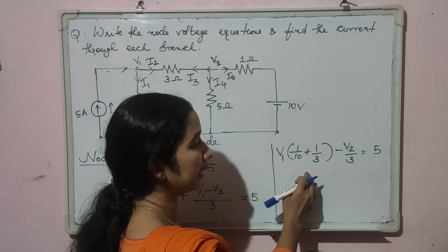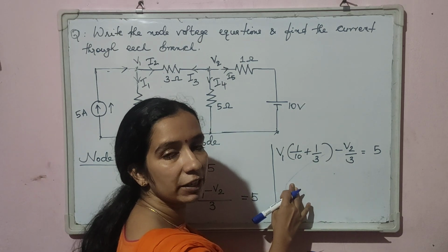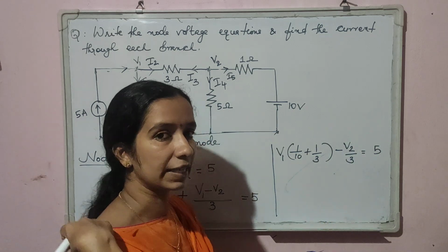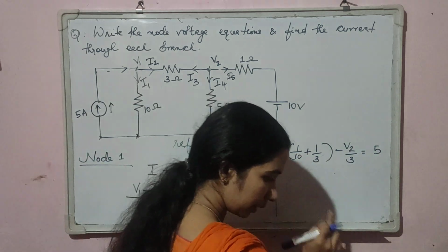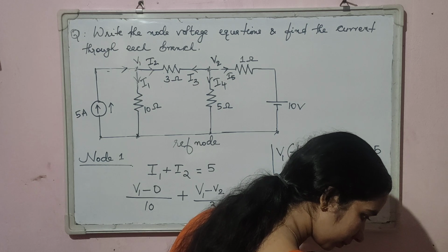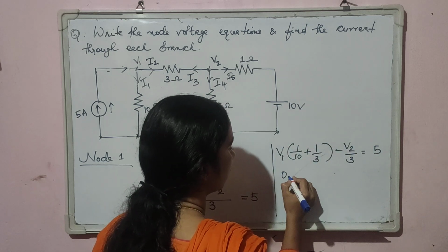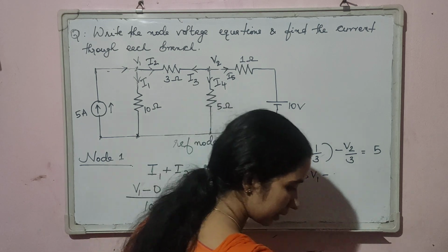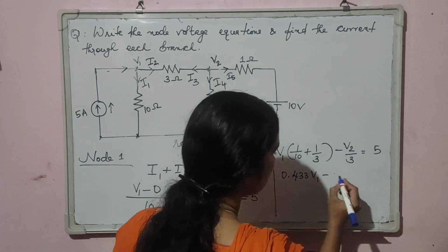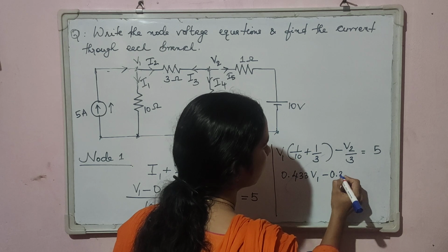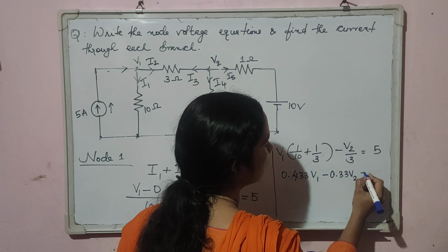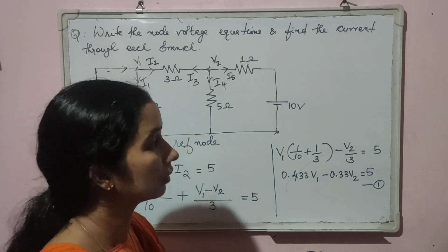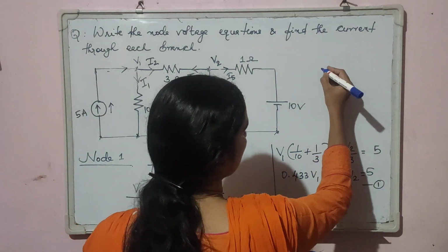Keep all the variable terms containing V1 and V2 on the left hand side and all the constant terms on the right hand side. So 1 by 10 plus 1 by 3 becomes 0.433. So this will be 0.433 V1 minus 1 by 3 is 0.333, so 0.333 V2 is equal to 5. This will be our equation number 1. Okay, I am taking equation number 1 here.